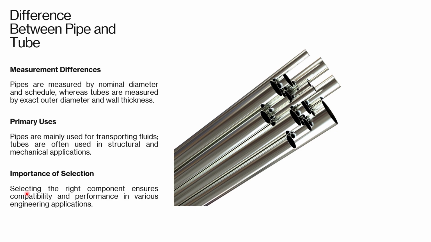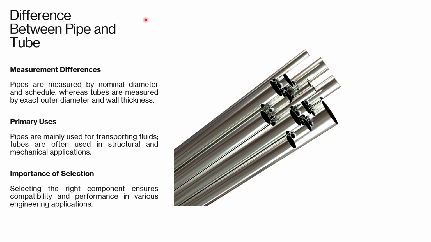So what is the difference between pipe and tube? Again, you are all very intelligent on this part. I guess we have discussed this many times. But pipes and tubes differ primarily in how their sizes are measured. Okay, so pipes are measured with their nominal diameter and wall thickness, and they are typically used for transporting fluids.